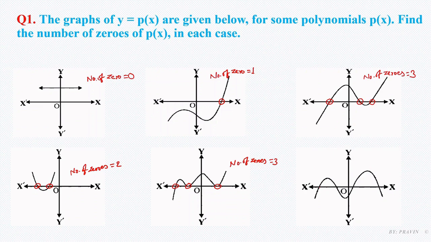For this you can find that this is one point, this is another point, this is again another point, and this is the last point. So these are the points which are being intersected on the x-axis by the given curve. So number of zeros is equal to 1, 2, 3, 4. Since it is intersecting at 4 different points, the number of zeros will be 4.